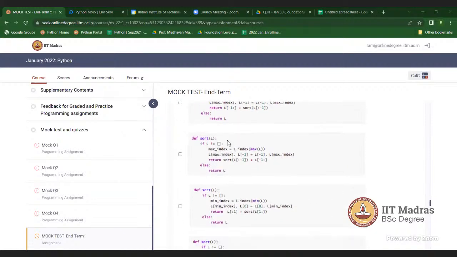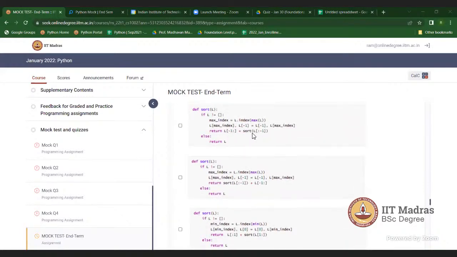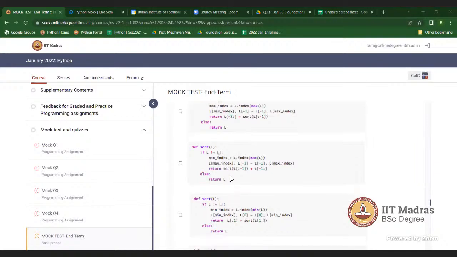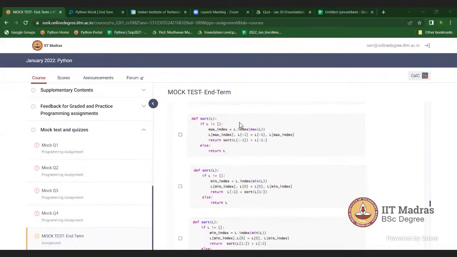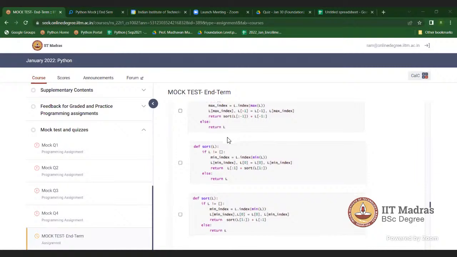Now what do we have? Let's look at the second option. The first option is wrong because it should have been the reverse. The second option is correct because, as I told, the reverse is here: sort of L of this should be there first, and after that we should balance L of minus 1 to the remaining. So option B is correct.